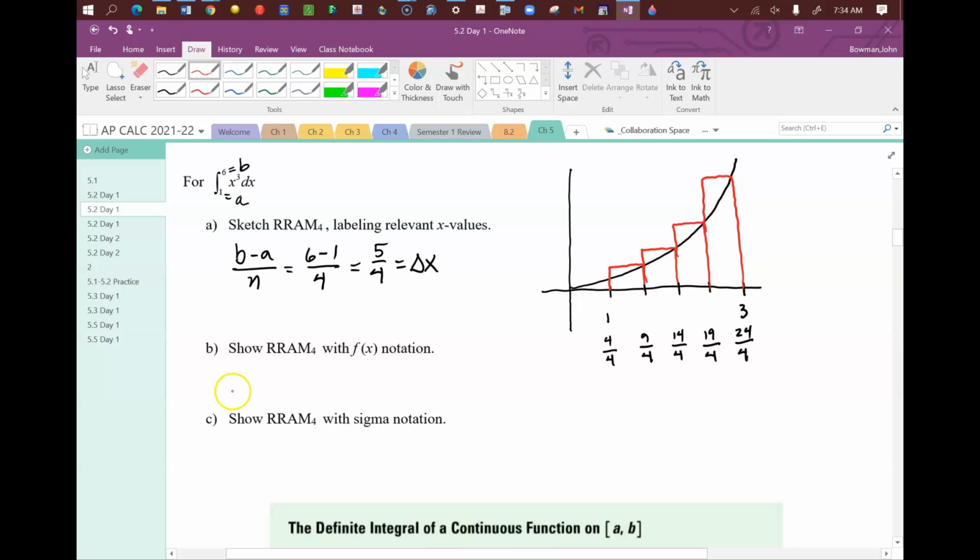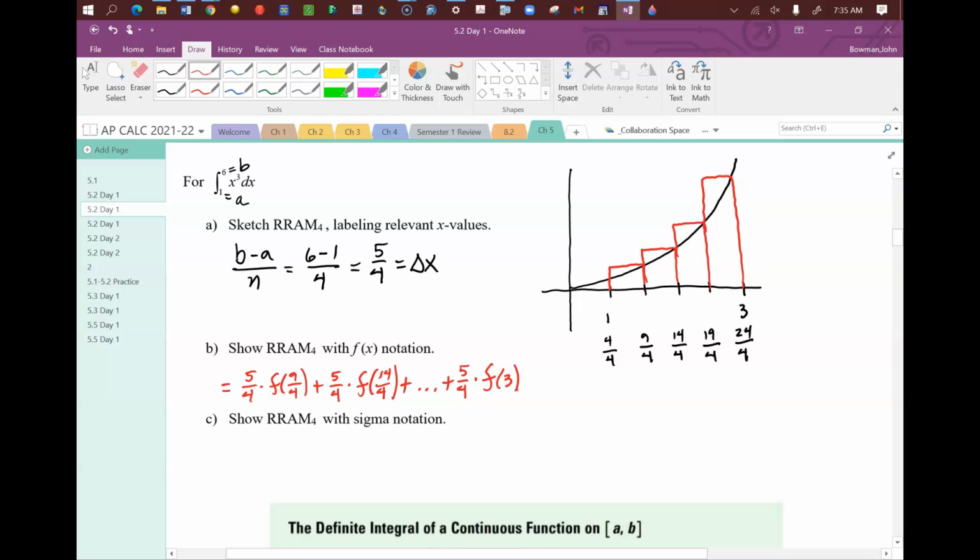So let's show RAM4 using function notation. So RAM4 is going to be equal to, well, we have 5/4 times f of the right-hand side 9/4, plus 5/4 times f of 14/4, plus ... 5/4 times f of 24/4, or 3.